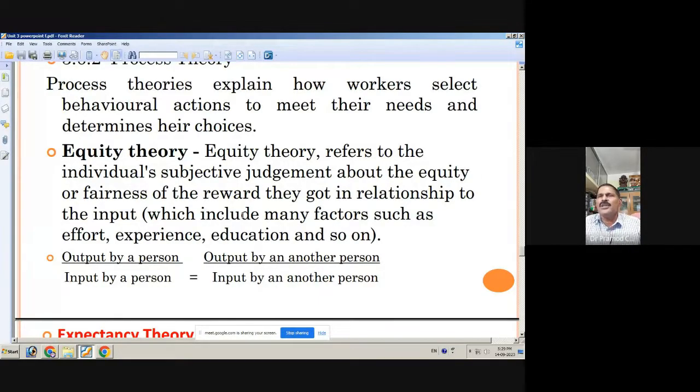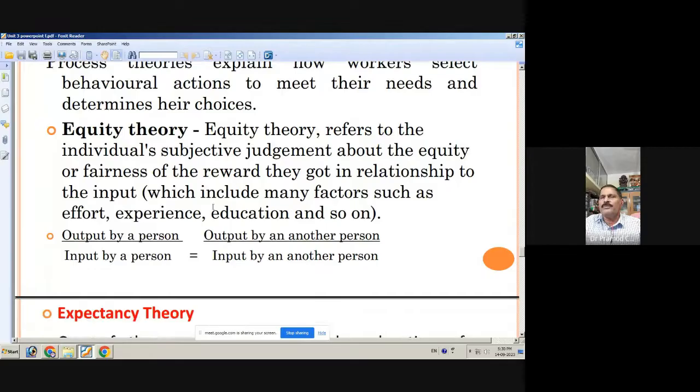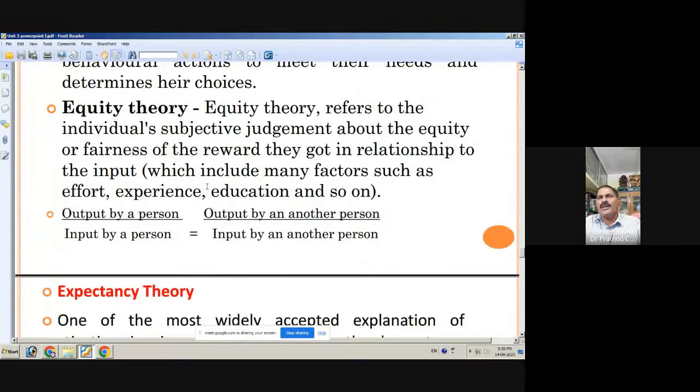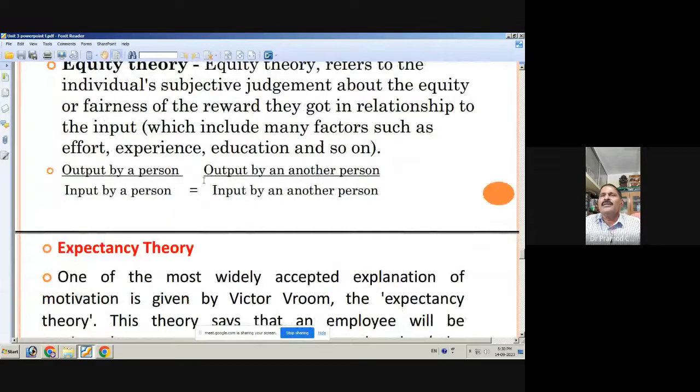Equity theory refers to the individual's subjective judgment about the equity or fairness of the reward and the relationship we get in that organization. That is, the input factors are there. And where there is input, automatically there will be output. So when we are considering the result of anything, we are considering the output by a person, and also the output by another person.